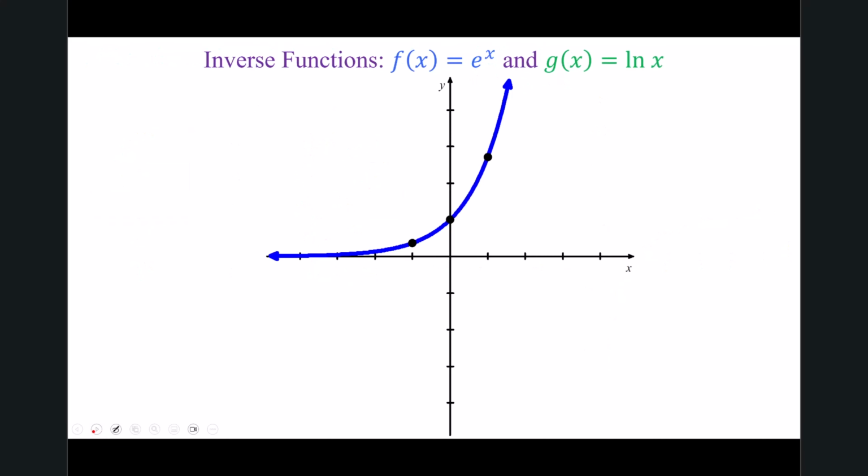So they are inverse functions, like we said. So if this is e to the x, and this is natural log of x, we can see that the two graphs are symmetric about this line, y equals x, because they are inverses.